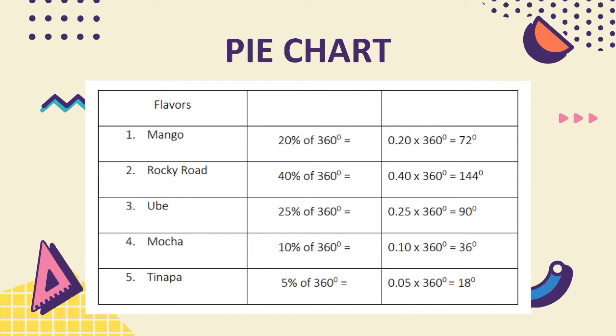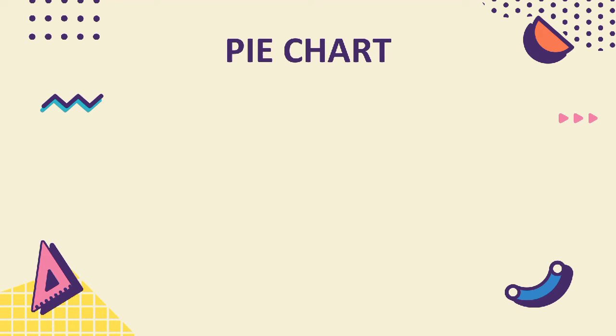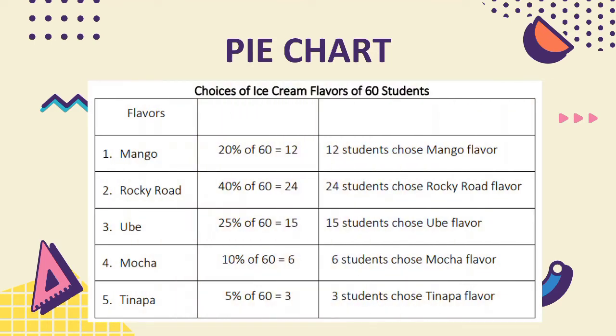Now, using a protractor, you are ready to determine the measures of each sector of the circle representing each item in terms of degrees. Since we already have the sector divided in terms of degrees, now we are going to determine the number of students who chose a particular flavor of ice cream. So all we have to do is to multiply the corresponding percent for each ice cream flavor by the total number of the students.